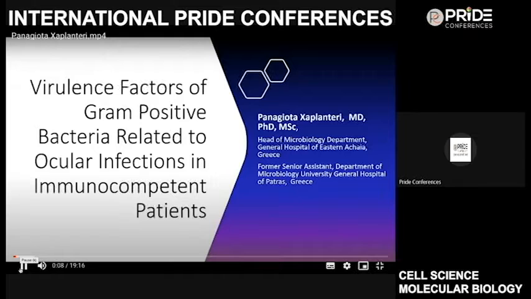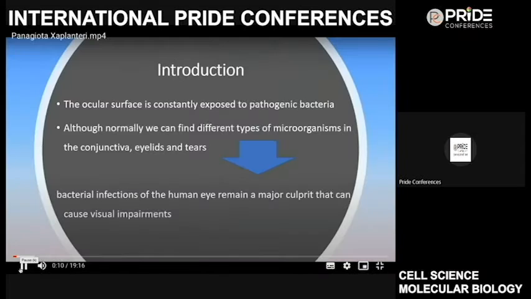in immunocompetent patients. The ocular surface is constantly exposed to pathogenic bacteria. Although normally we can find different types of microorganisms in the conjunctiva, eyelids, and tears, bacterial infections of the human eye remain a major hazard that can cause visual impairments.